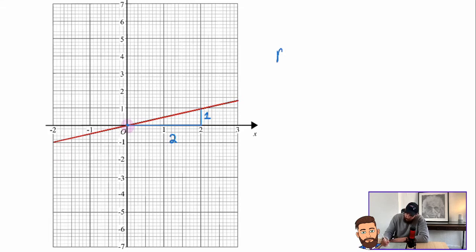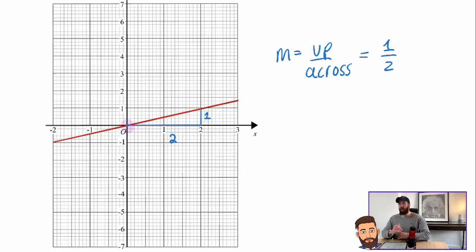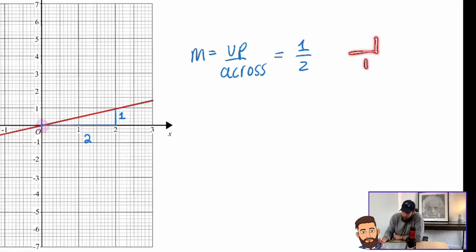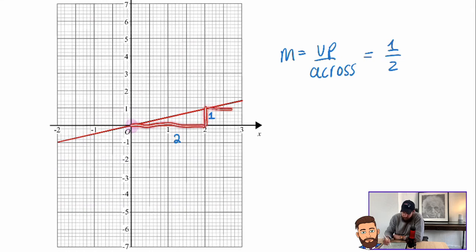So we can say m, the gradient, equals up divided by across, which in this case, up is 1 and across is 2. So our gradient is a half, and we spoke about having fractional gradients. They are absolutely fine. Fractional gradients, what does this mean? Basically, it means every time you go across 1, you go up a half. Or, an easier way to think about it is, every time you go across 2, you go up 1. And we've seen that, look, across 2, up 1, across 2, up 1, across 2, up 1. That's how we'll create our straight line.